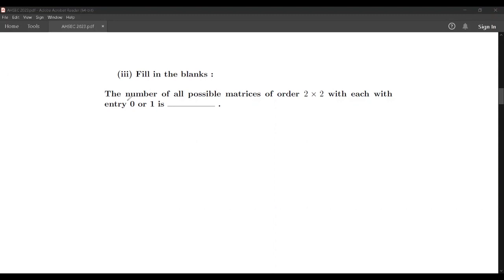So this question says, the number of possible matrices of order 2 with each entry 0 or 1. So that means we have a matrix, say A, B, C, D. And what is the condition? The condition is that your A, B, C, D can take only the values 0 and 1.